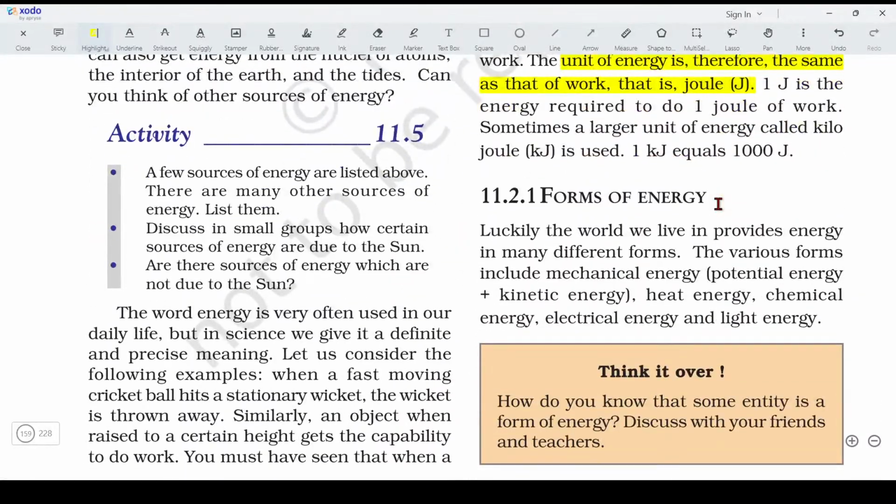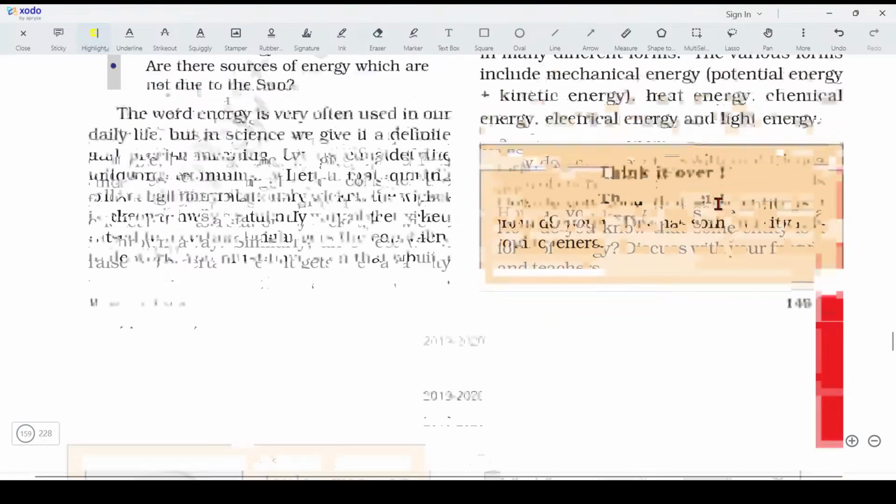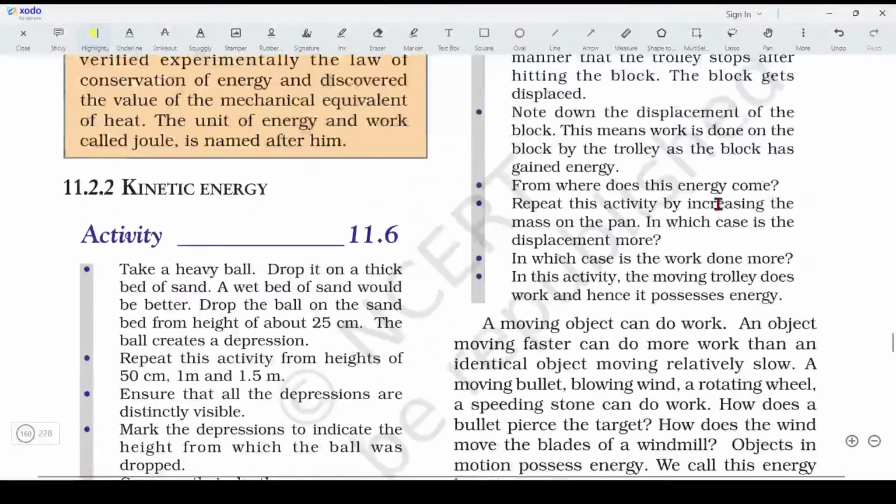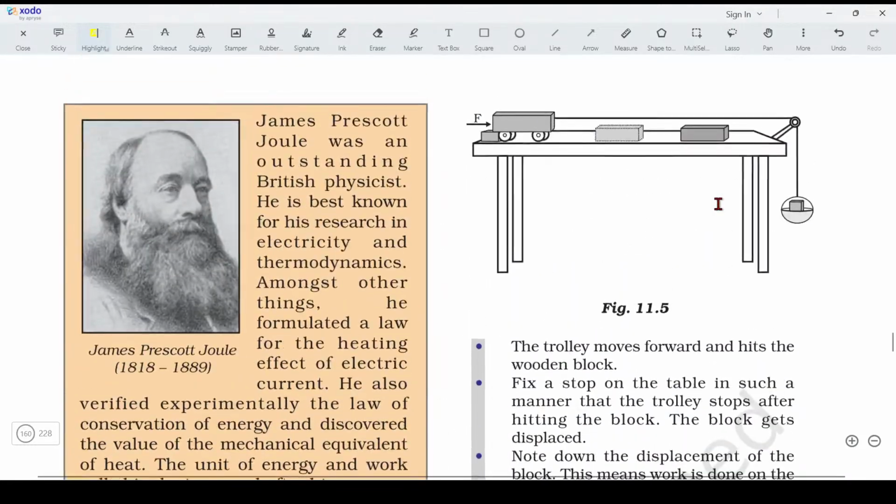So basically, tell me different forms of energy, some random ones. Heat energy, kinetic energy, electric energy, potential energy, chemical energy, geothermal energy, light energy, and so on. Of these energies, some are important, like mechanical energies. Now tell me, what is kinetic energy?